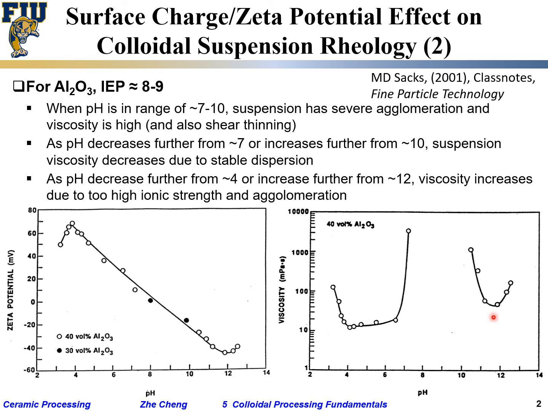And finally, when you get to too low pH or too high pH, on either side, you have too high a concentration of electrolyte, so-called too high ionic strength, which compresses the double layer, reduces the valence, and causes slight agglomeration again, and viscosity starts to increase again. Okay?